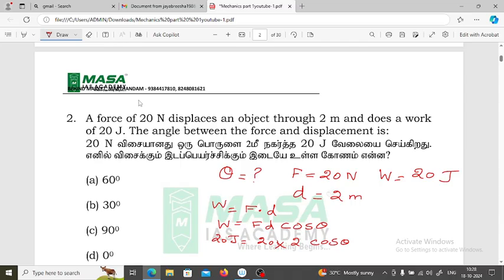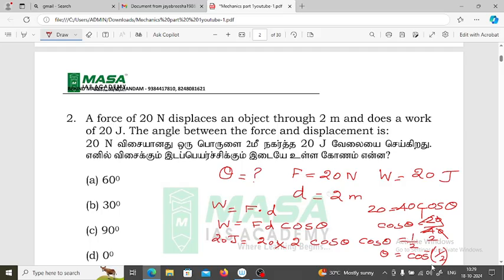Now, 20 is equal to 40 cos theta. So what is cos theta now? Cos theta is equal to 20 by 40. This 0 and 0 get cancelled. 1 by 2. We get cos theta is equal to 1 by 2. But our aim is to find theta. So what is theta? Theta is equal to cos inverse 1 by 2.